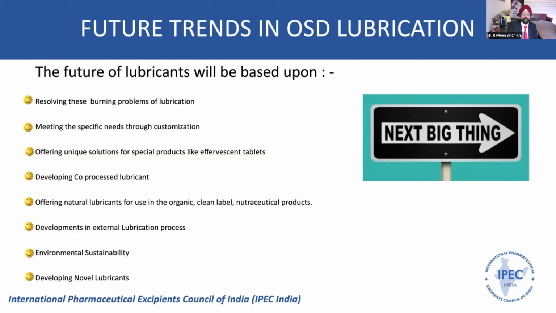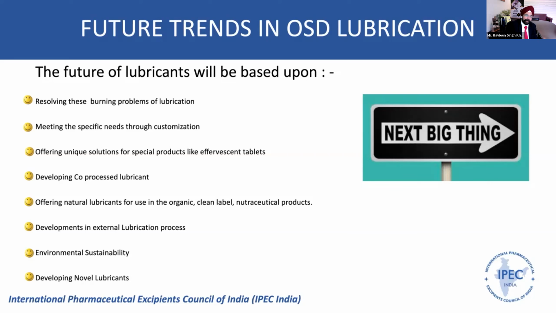Then offering unique solutions for special products like effervescent tablets. Effervescent tablets need different kinds of lubricants. Then some co-processed lubricants need to be made for combining the material attributes. Then offering natural lubricants for use in organic, clean label, nutraceutical products. Now people like to have organic products, and there they need a clean label lubricant preparation. They don't want to go with the chemical grades.